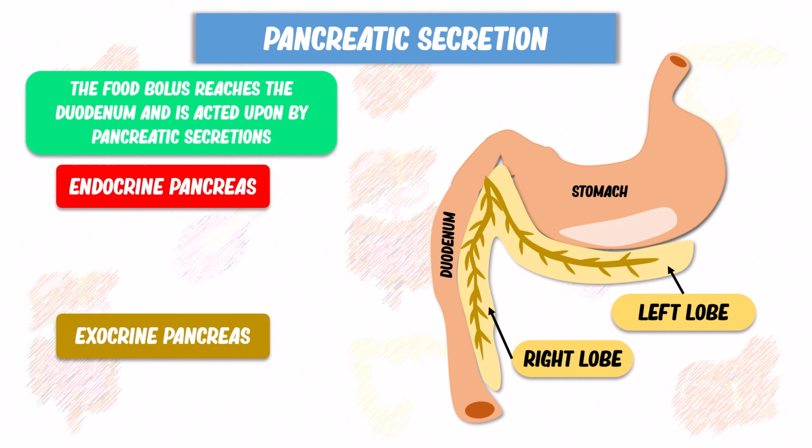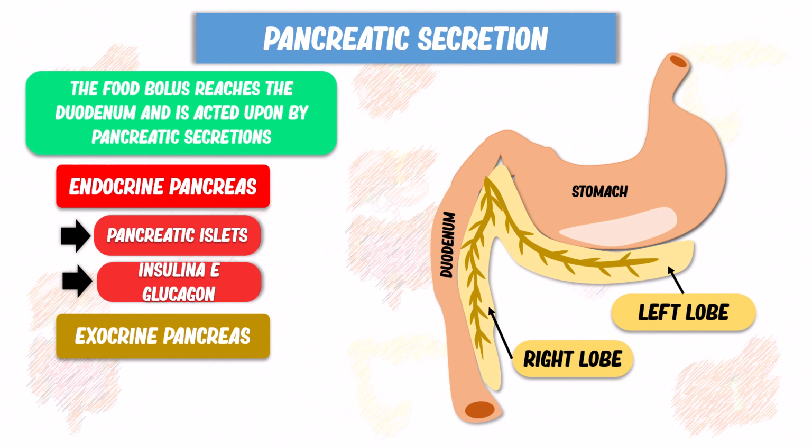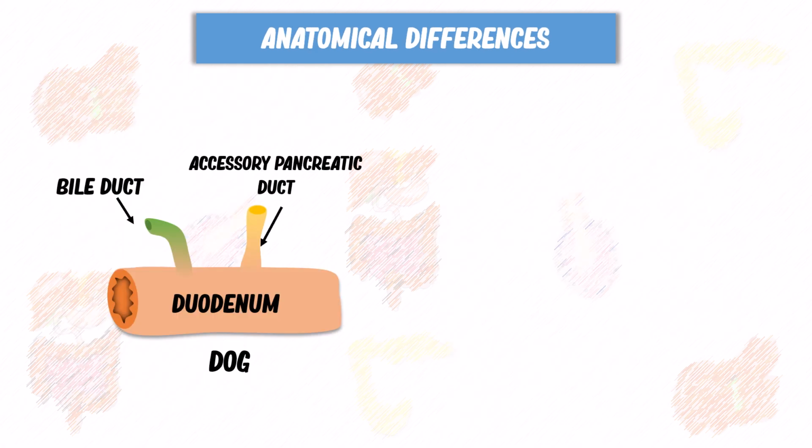The endocrine portion contains the pancreatic islets, or islets of Langerhans, responsible for secreting insulin and glucagon. The exocrine portion, which makes up the majority of the tissue, is responsible for producing pancreatic juice. After production, this exocrine content drains into a duct system leading to the duodenum. This pancreatic duct system has an important anatomical difference between dogs and cats that is clinically relevant.